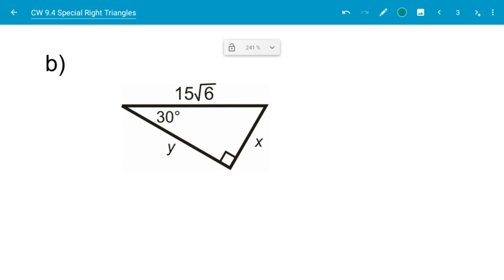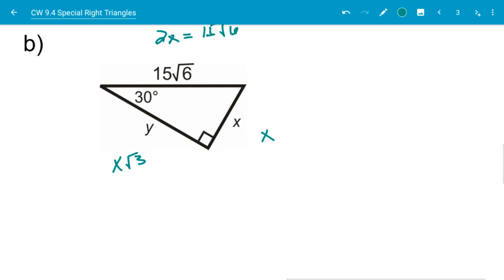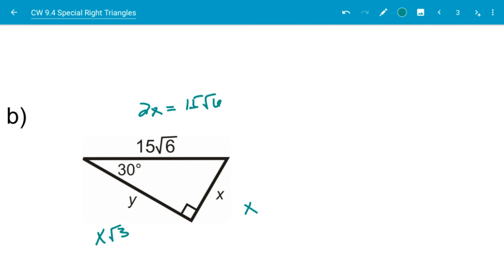Let's take a look at B again. They give us the hypotenuse. So I always look at it and I say, okay, the short side is x. This is x times the square root of 3. And then this is 2 times x. So I got 2 times x would be equal to 15 square root of 6. So what I'm going to do here is solve for x and say 2x is equal to 15 square root of 6. Divide by 2 on both sides.